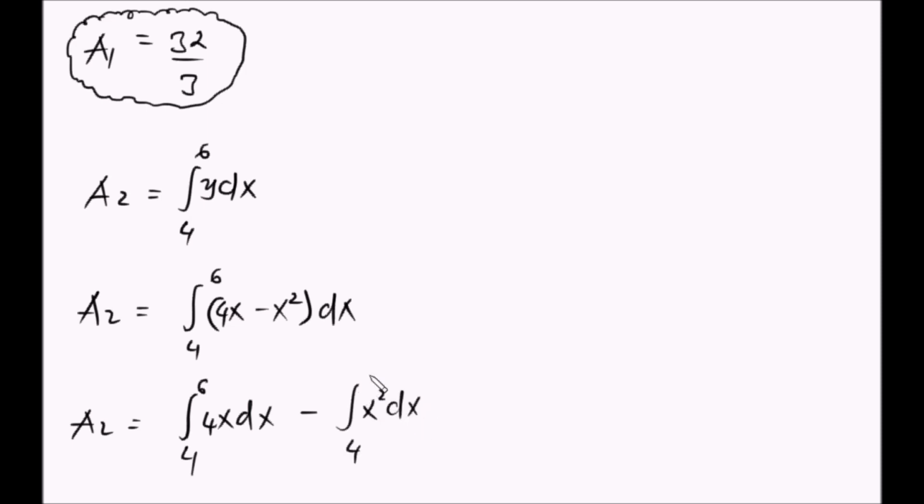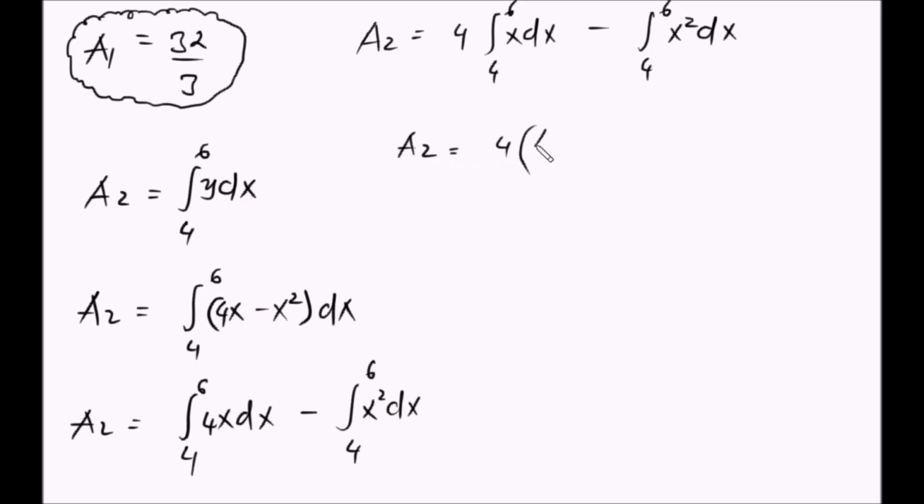We integrate kama hivyo. So tutoe hiyo 4 nje kwa sababu ni constant. So a2 itakuwa ni 4 from 4 to 6. This is x dx minus from 4 to 6. This is x squared dx. So our a2 now is going to be equal to 4. So I can integrate x with respect to x. I only get x squared over 2. So it's from 4 to 6. If I integrate x squared with respect to x, I only get x cubed over 3. So this is from 4 to 6.